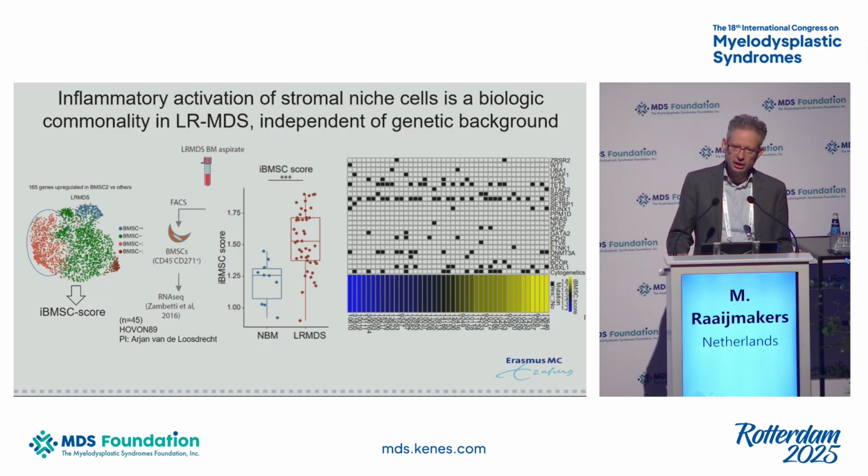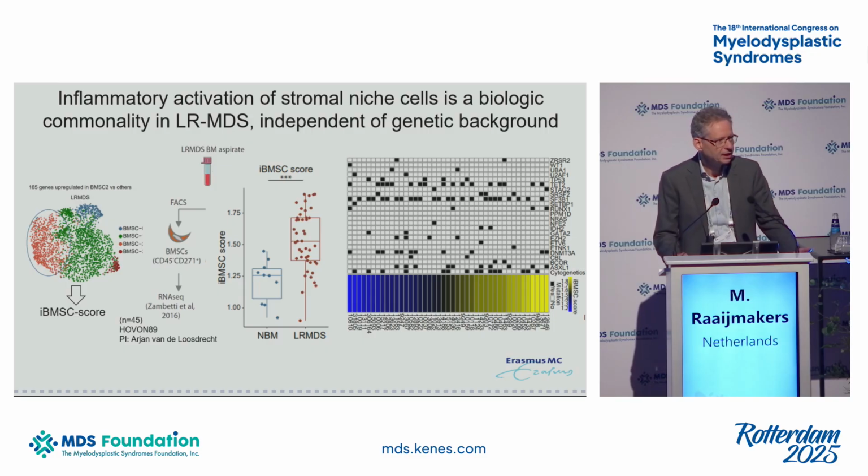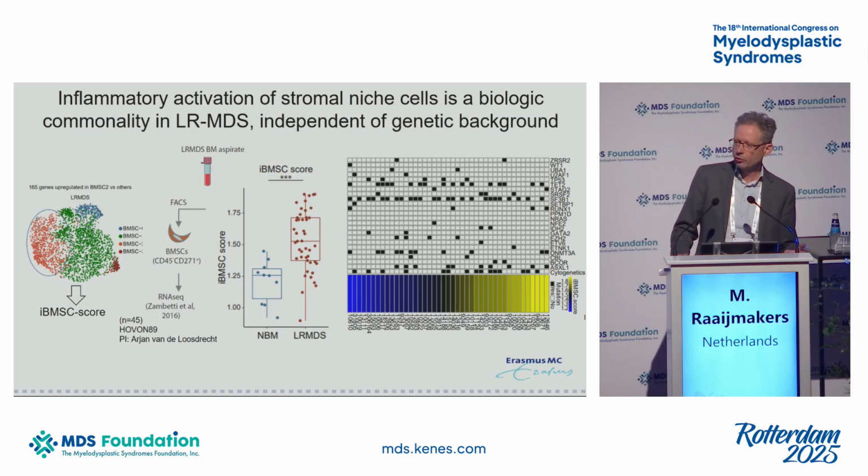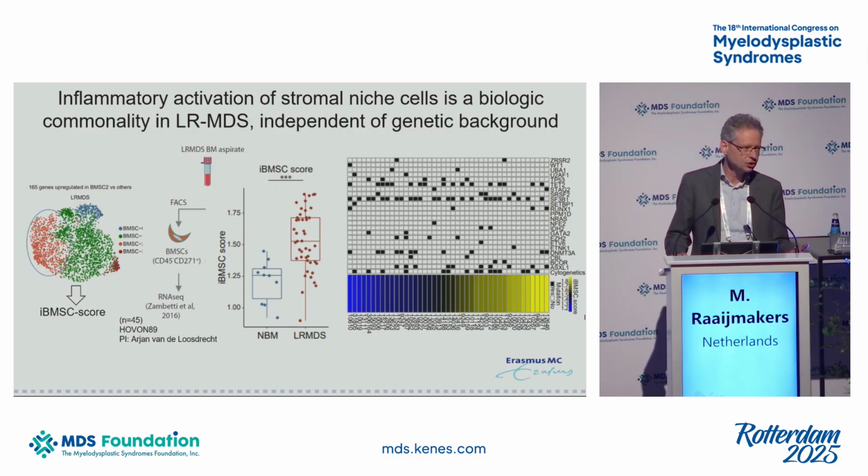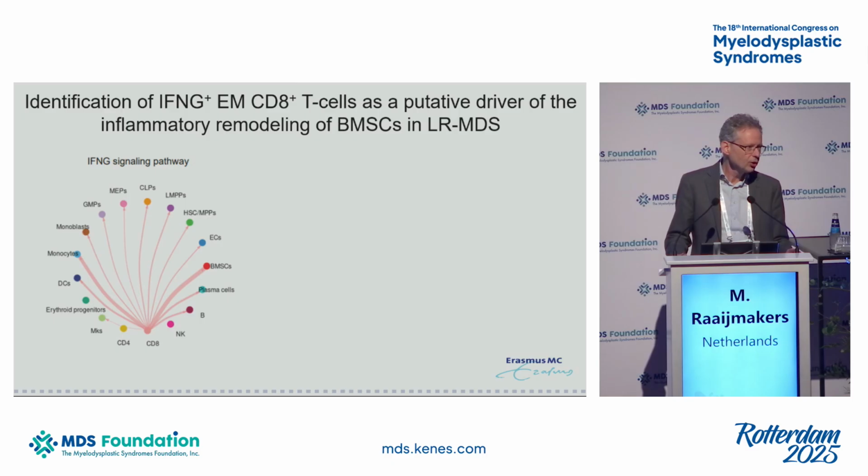So this is looking at the amount of inflammation in stromal cells. Yellow is high inflammation, blue is low inflammation, and you can see that there is not a clear pattern or clear association with the genetic background. Now, another question is, and Shashi already this morning mentioned that this is a very relevant question in the field, what causes this inflammation?